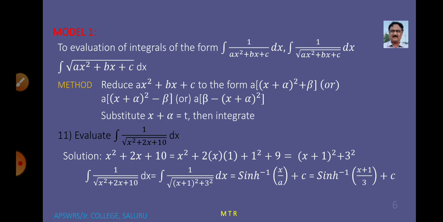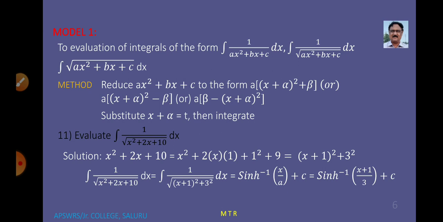We write 9 formulas which are of the form integral square root of a square minus x square is equal to x by 2 into square root of a square minus x square plus a square by 2 sin inverse x by a, like that. Integral 1 by square root of a square plus x square is equal to sin h inverse x by a, like that. The 9 formulas are very important to solve integrations of 7 marks problems. So we use those formulas here also.